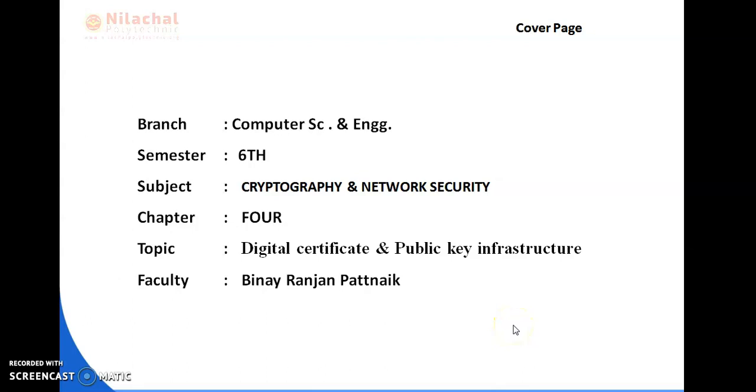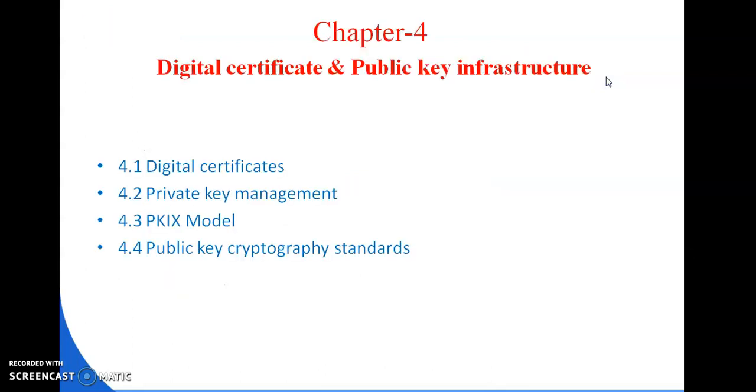Myself Vinaranjan Patnaik. Today I am going to discuss chapter number 4 of Cryptography and Network Security. Chapter 4 is Digital Certificate and Public Key Infrastructure. This chapter contains the following articles: Digital Certificates, Private Key Management, PKI Model, Public Key Cryptography Standard.